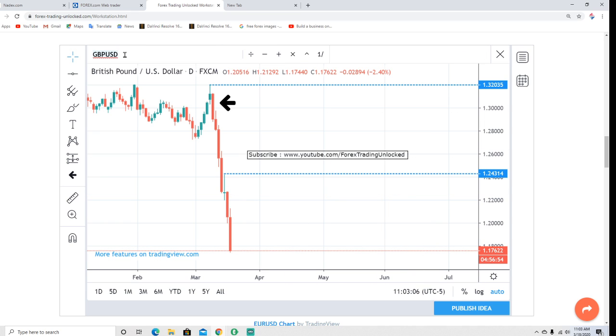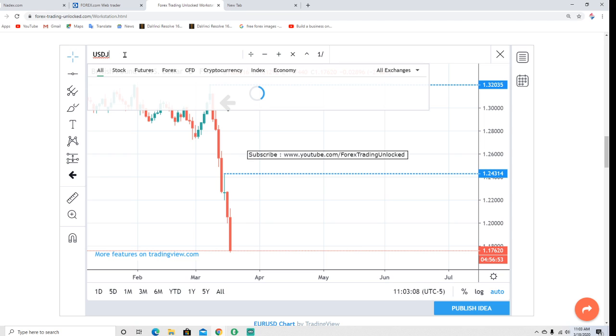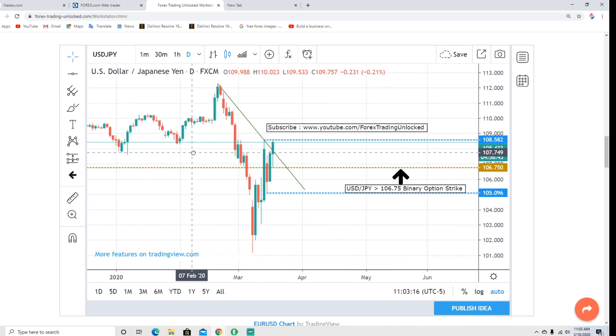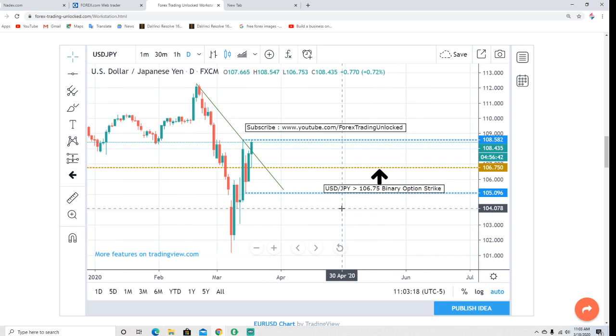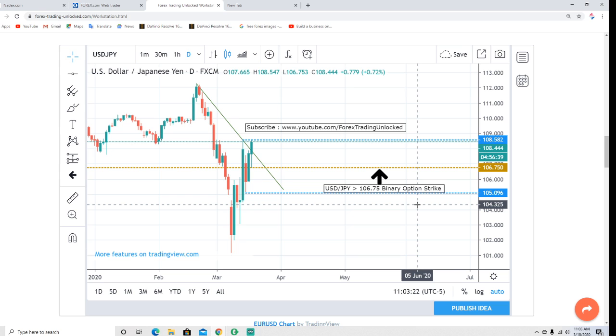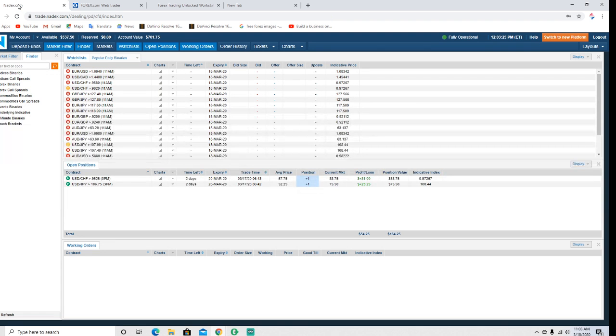All right, let's go on to another one of our trades. We've looked at the Euro US dollar and also the US dollar Swiss, that we are long the US dollar Swiss and short the Euro US dollar. Let's look at the US dollar JPY. We have US dollar JPY greater than 106.75 binary option strike price. So that's a strong account. That's short the euro.